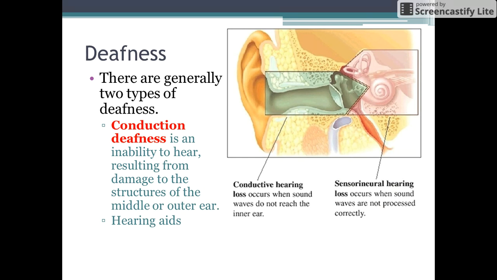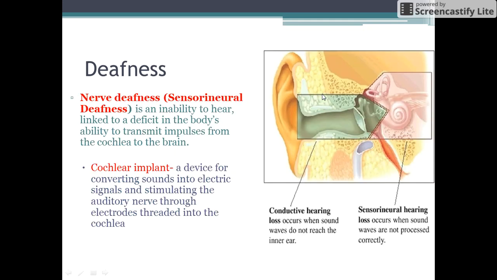Okay, so there's 2 different types of deafness. You could have conductive deafness or sensory neural hearing loss. Conductive deafness is the inability to hear resulting from damage of the middle ear and outer ear. So something may have happened to the tympanic membrane, or maybe the 3 bones got damaged. A lot of this is fixed by hearing aids, right? You're born with the ability to hear, and then over time, something may have happened to damage these.